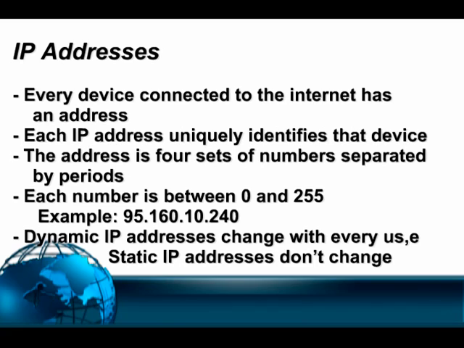IP addresses. Every device connected to the Internet has an address. Each IP address uniquely identifies that device. The address is 4 sets of numbers separated by periods. Each number is between 0 and 255. Example, 95.160.10.240. Dynamic IP addresses change with every use, while static IP addresses don't change.